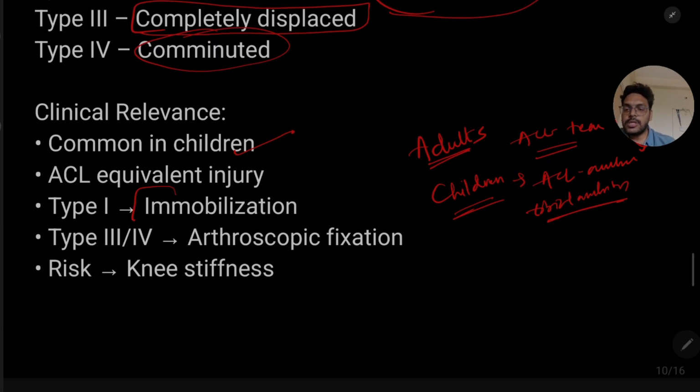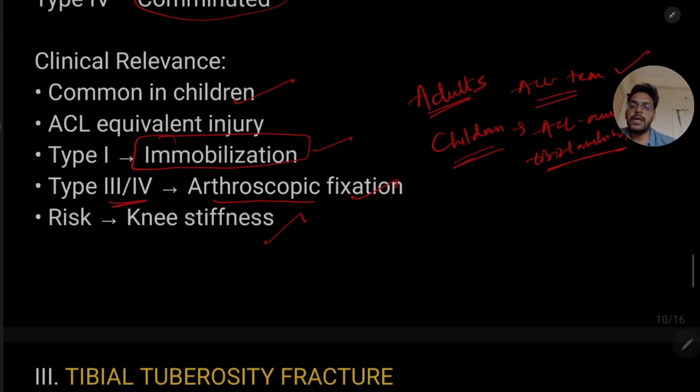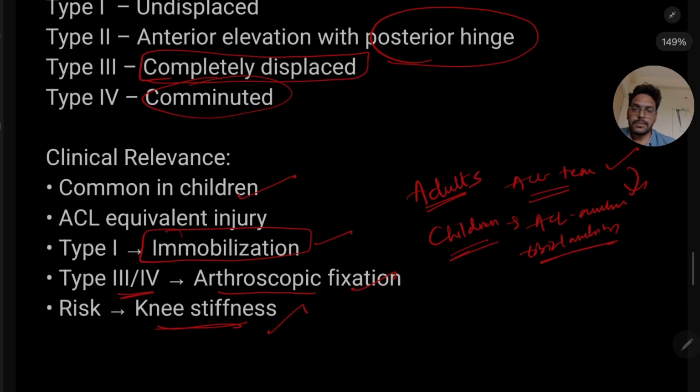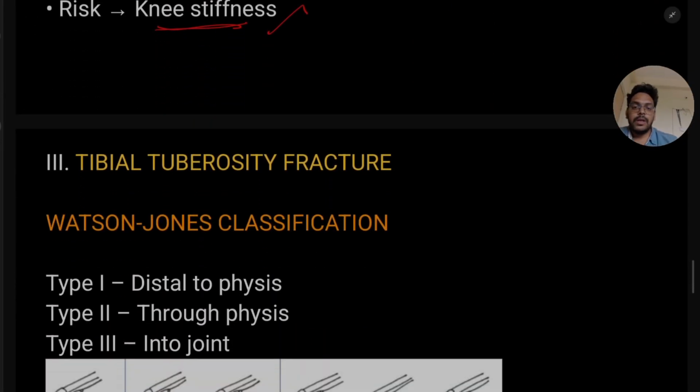For type 1, just immobilization is sufficient. In type 3 and 4, you have to do an arthroscopic fixation. The main risk in children is knee stiffness because of continued immobilization. That's why after the operation, you have to do regular knee exercises.